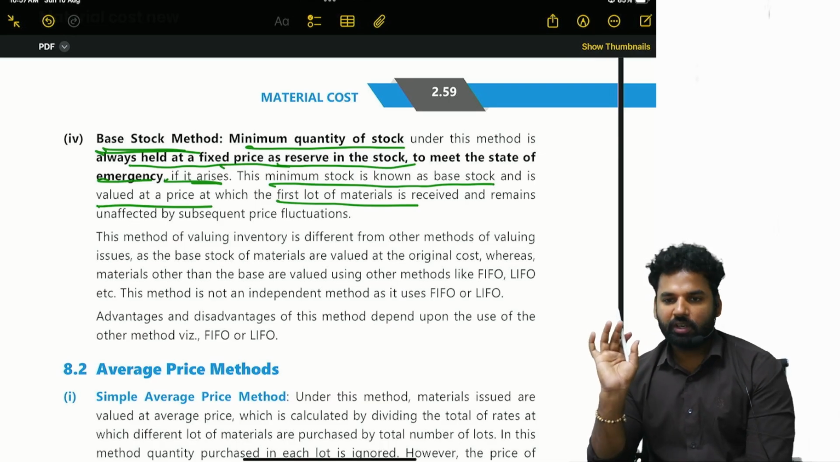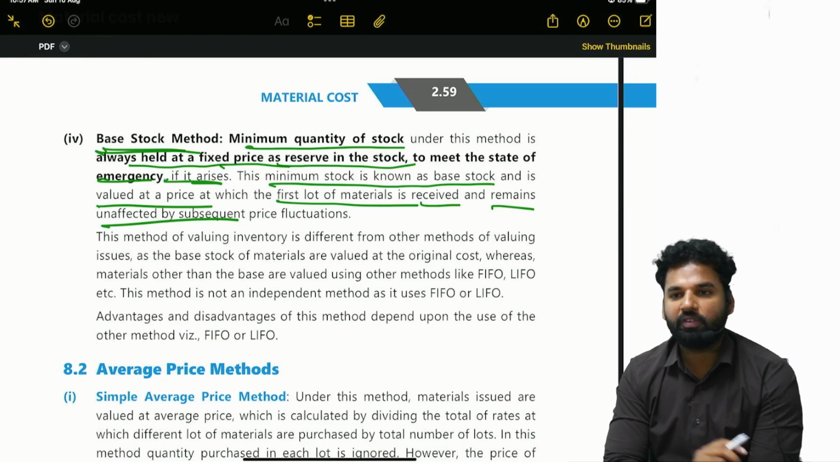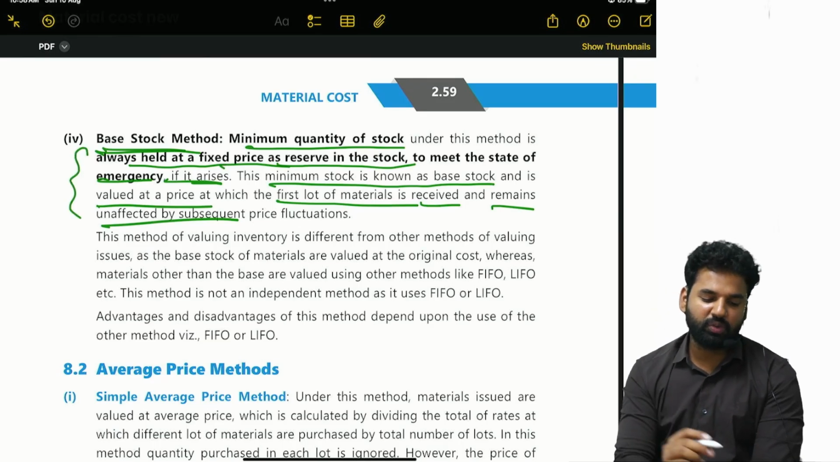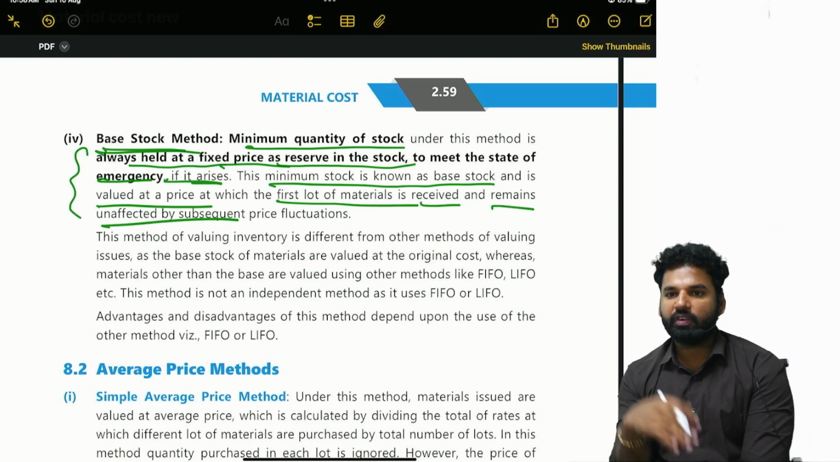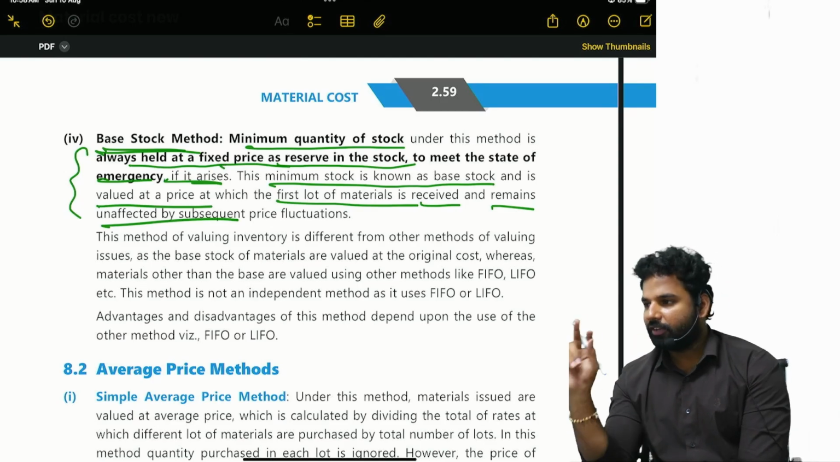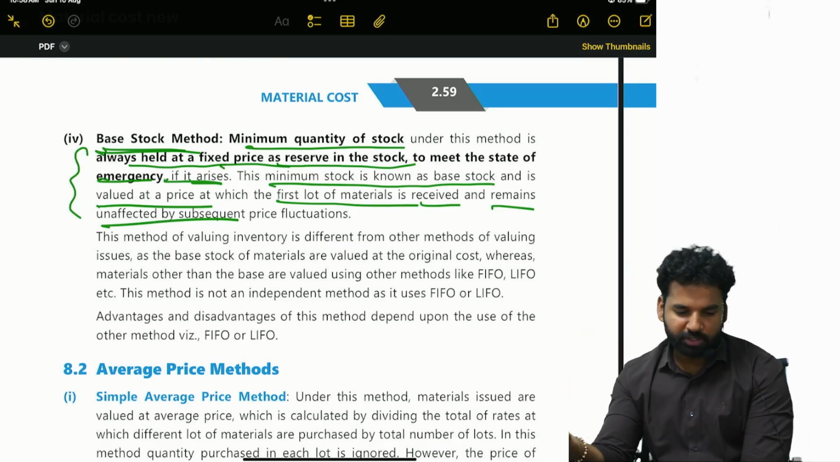The first lot of material received remains unaffected by subsequent price fluctuation. This is what the base stock method is. A minimum quantity of stock will be maintained all the time, so there will be a price which is the cost of the first lot. It will be untouched unless and until there is an emergency.